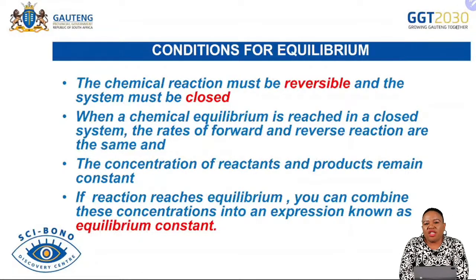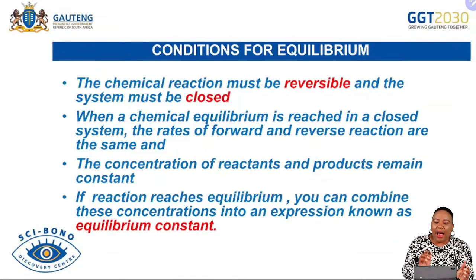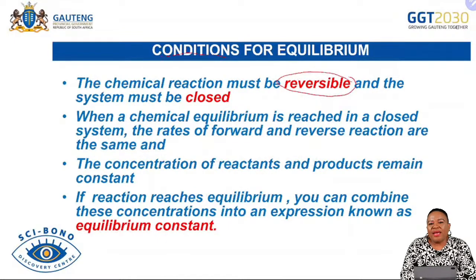Now, what are the conditions? For you to reach equilibrium, there must be conditions that are met. In our previous lesson, we couldn't reach equilibrium, because the conditions didn't allow us to. So we need to know what makes us reach equilibrium, or what the conditions of equilibrium are. For you to reach equilibrium, the reaction must be reversible. By being reversible, it means the products must be able to go back and form reactants as the reactants are forming products.